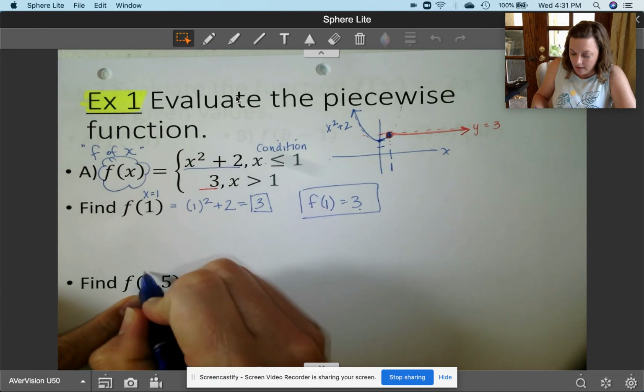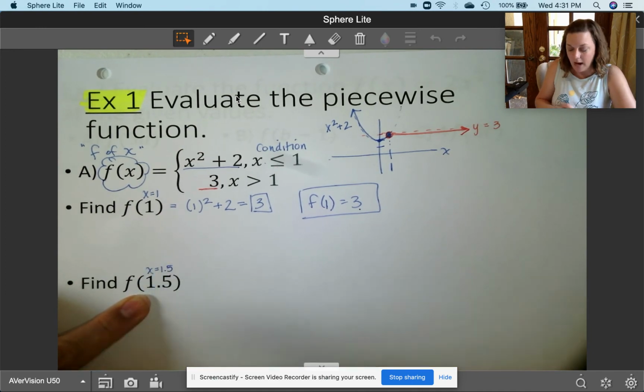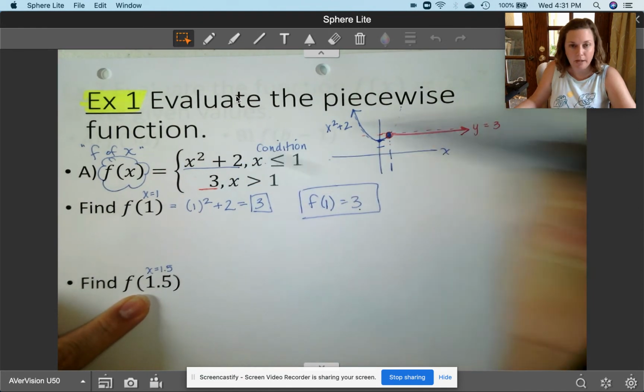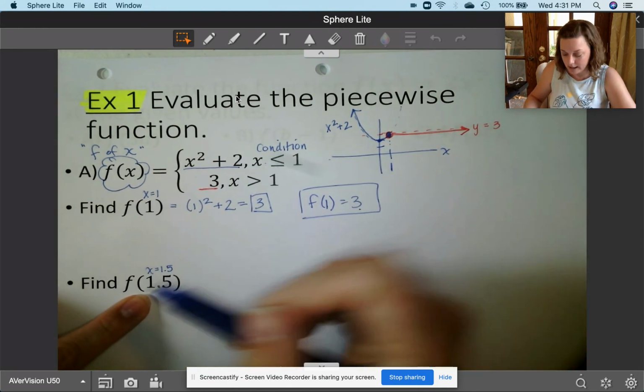Here we have the x value equal to 1.5. And so again, the question is, which equation do we use, top or bottom? Well, x is 1.5.